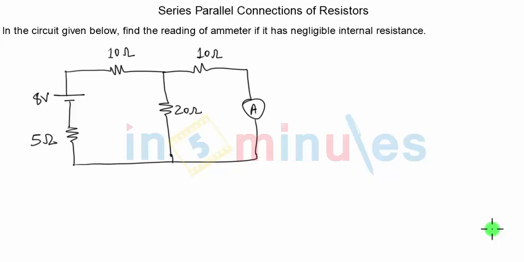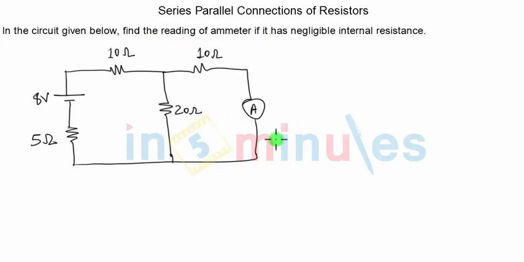The next question is, in the circuit given below, find the reading of the emitter if it has negligible internal resistance. So we have to basically find out, this is the emitter here. We all know that the emitter is used to measure the current in a specific branch. So we have placed this emitter in this branch, and finding the reading of the emitter is nothing but calculating the current in this particular branch.